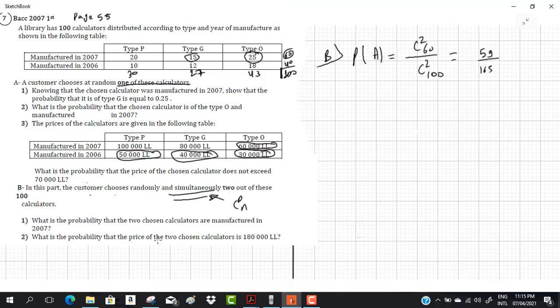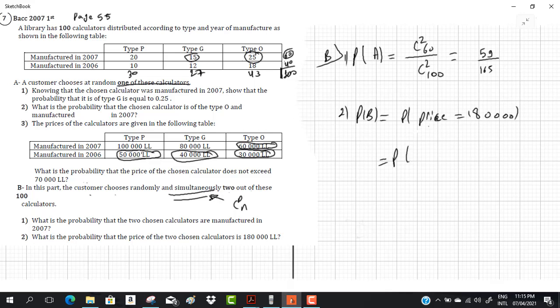What's the probability that the price of the chosen calculator is 180? هسميه هذا الايفنت B مثلا. Price equal 180,000. كمان هيدا الشرح هون انا حاكتبه بس مش اجباري.